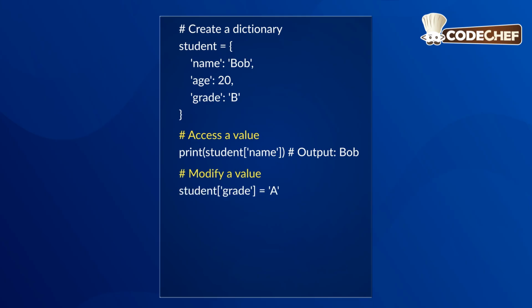To modify a value, we just assign a new value to an existing key, like changing the student's grade. We can also add a new key-value pair simply by assigning a value to a new key.